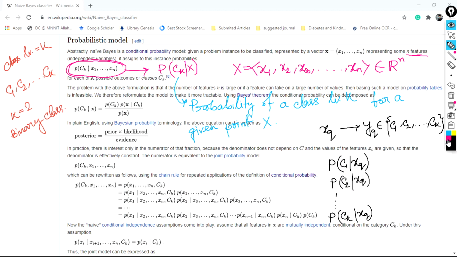Suppose this one is the maximum among all the K probabilities. So finally we have decided that the class label of xq will be C2. Just because of this, we calculated this conditional probability. Now I think you already understand why this is so important and why we are calculating it.